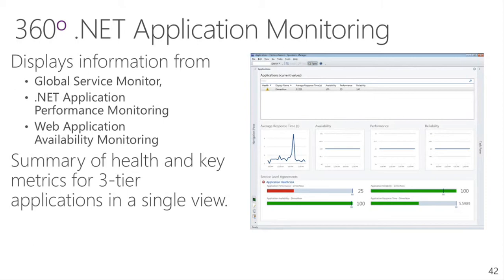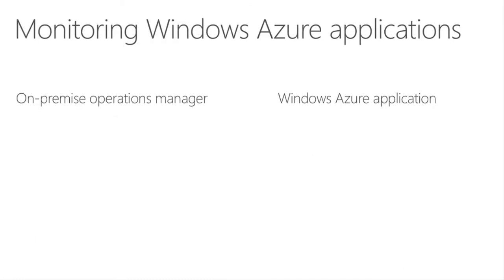Now what about monitoring Windows Azure applications? We've looked at how we do this with on-premise applications. Now let's quickly look at how we do it with Windows Azure applications. So we're going to start with an on-premise Ops Manager over here, which is doing all the performance data, event logs, and so forth. And what happens is you do this certificate connection out to Windows Azure applications, as we did with App Controller.